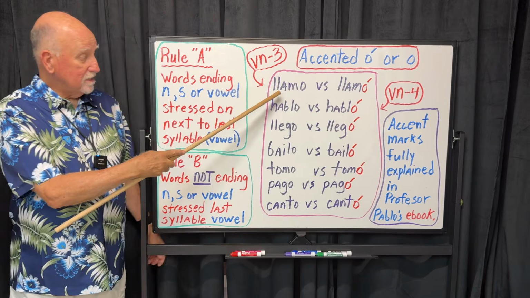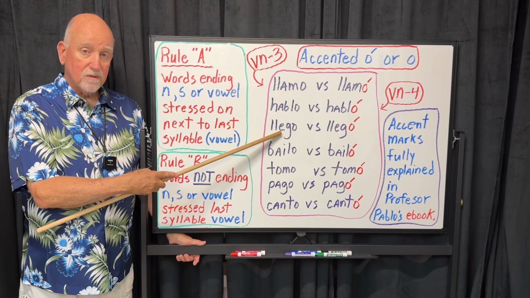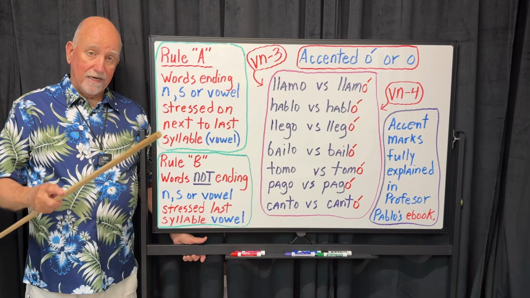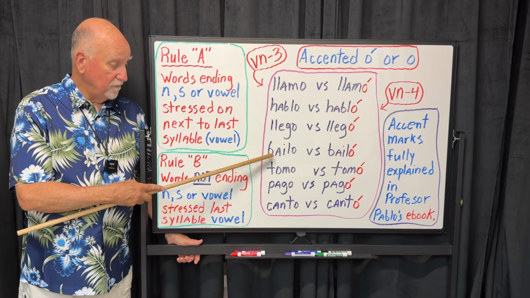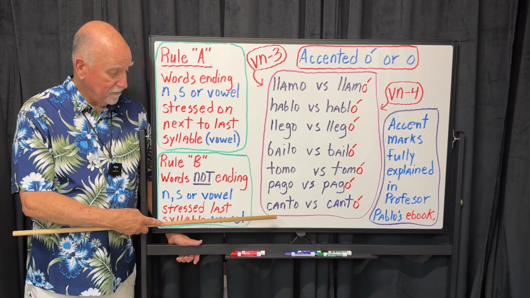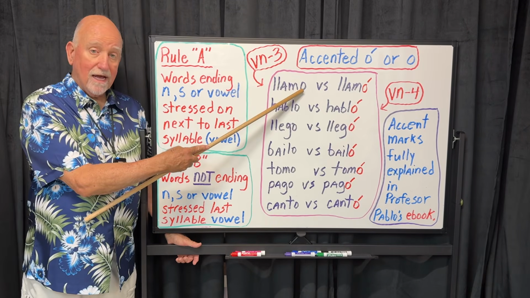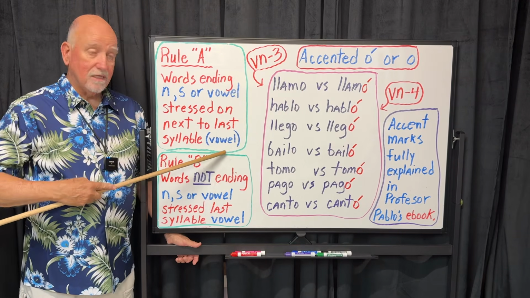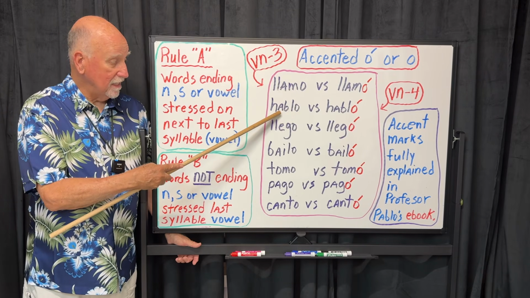So if you look at this, we say llamo, we're stressing the A. Hablo, stressing the A. Llego, stressing the E. Bailo, stressing the AI. This is what we call a diphthong. It's two vowels working together to create one sound. Tomo, the stress is on the O. Pago, I pay, the stress is on the A. And canto, the stress is on the A. Words that end in a vowel, N or S, are supposed to be stressed on the next to last syllable. You might as well just call it the next to last vowel. Here's the last vowel, the next to last vowel.